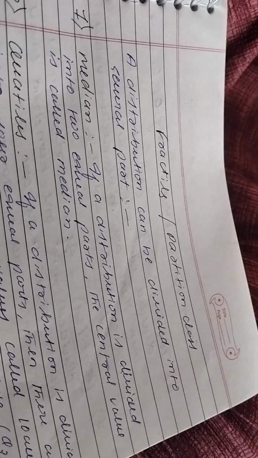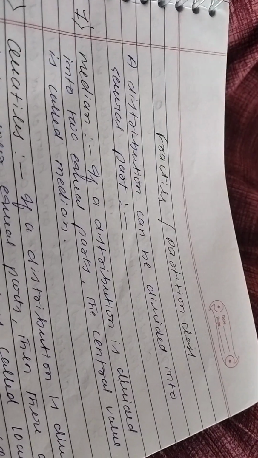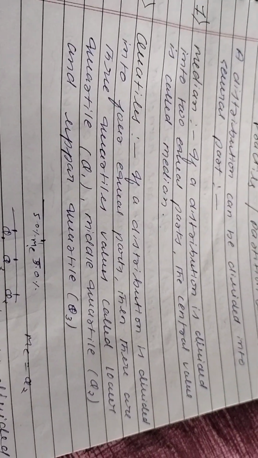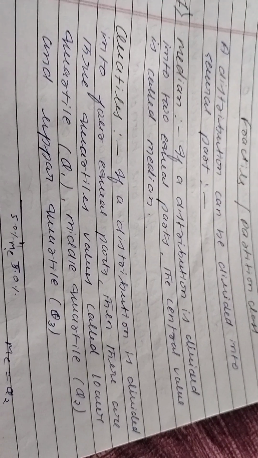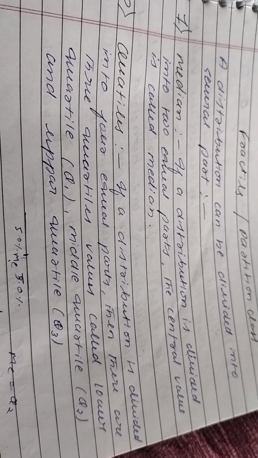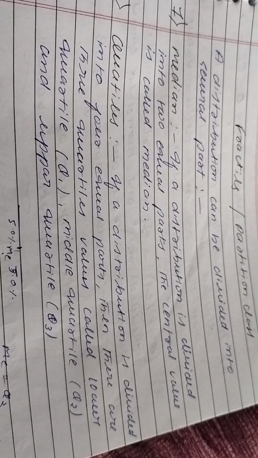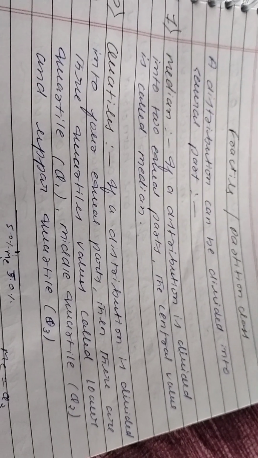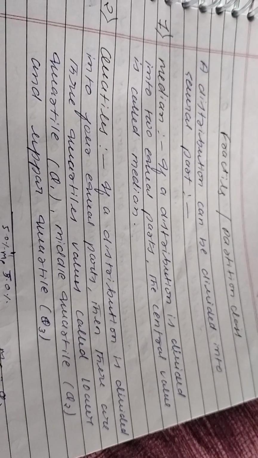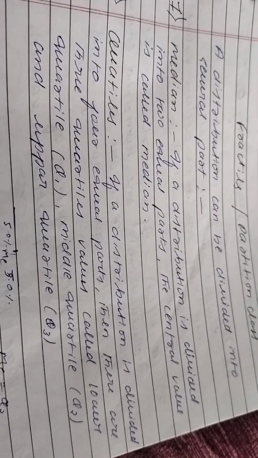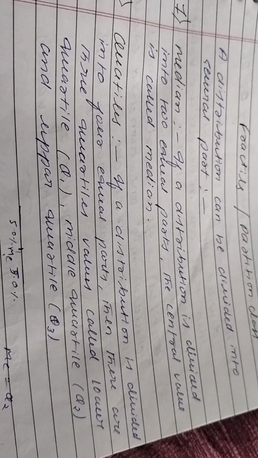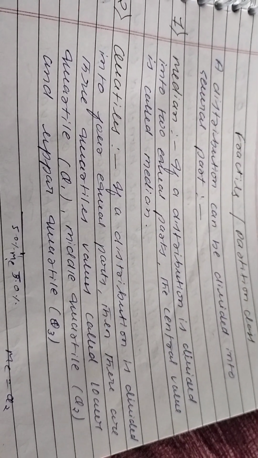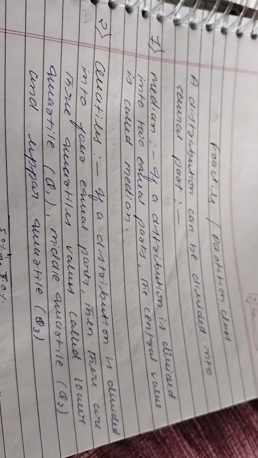So if the distribution is divided into two equal parts, the central value is called the median. Then we have the quartile. If the distribution is divided into four equal parts, then there are three quartile values called the lower quartile Q1, the middle quartile Q2 and the upper quartile Q3.